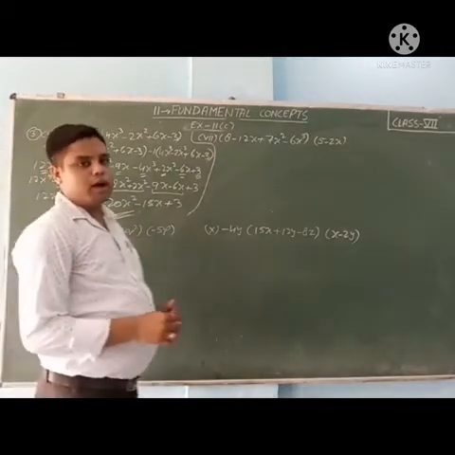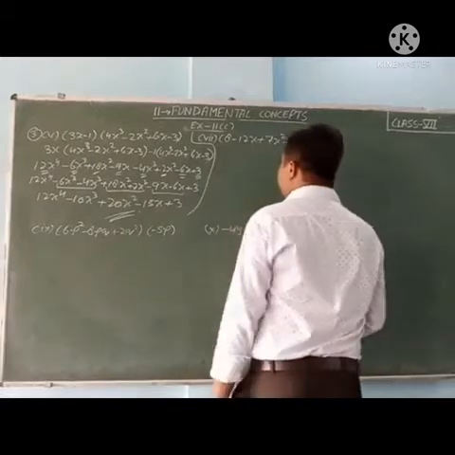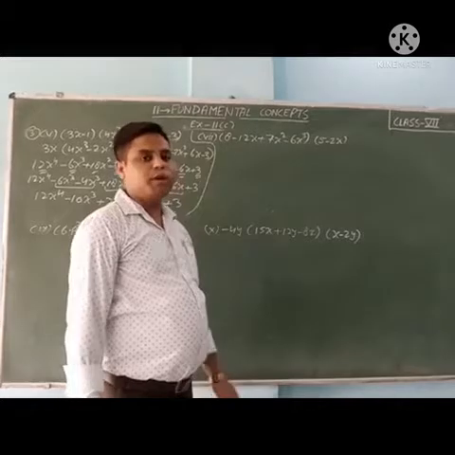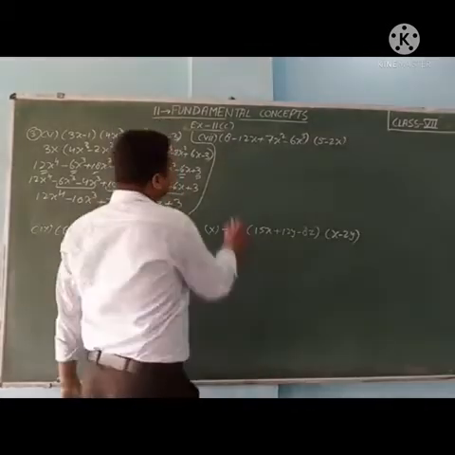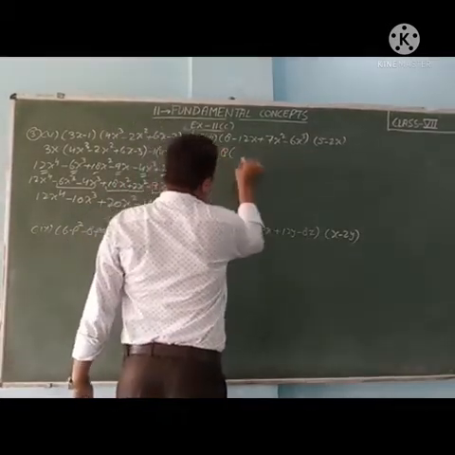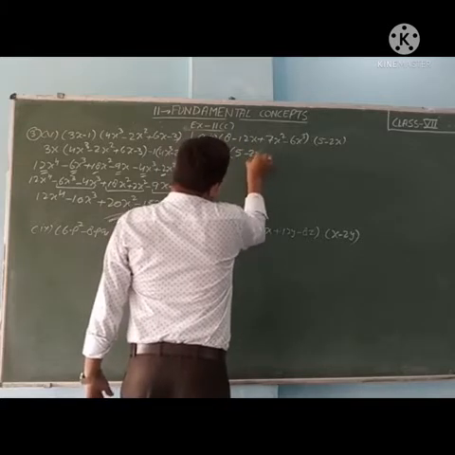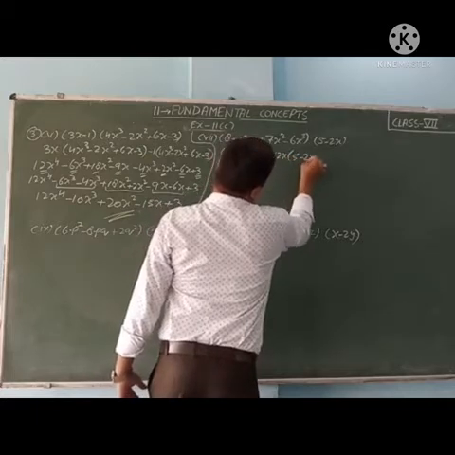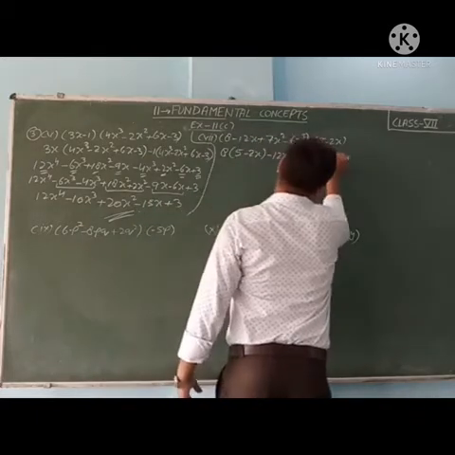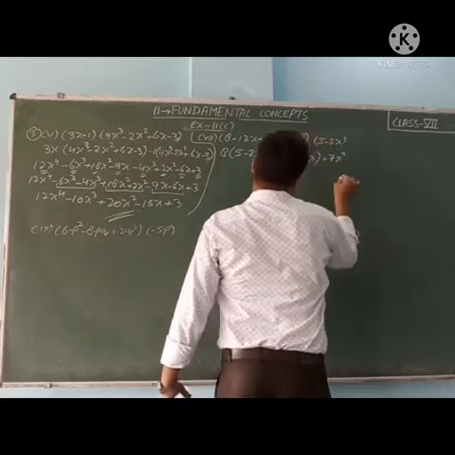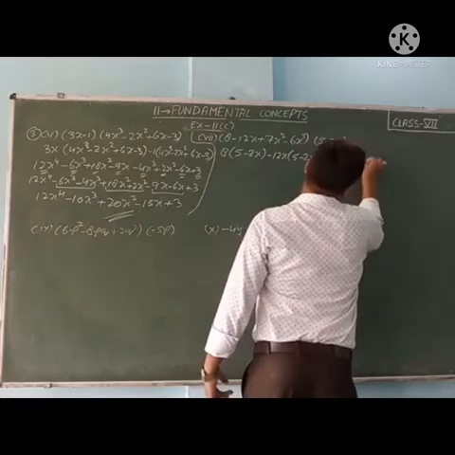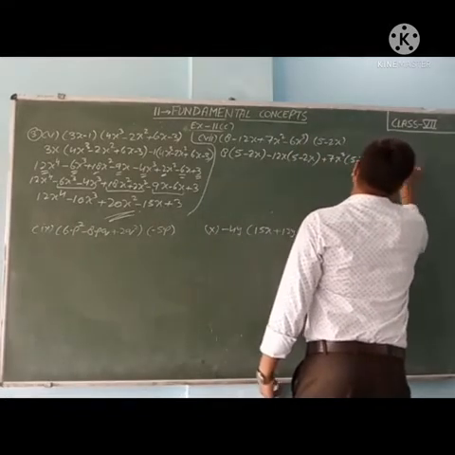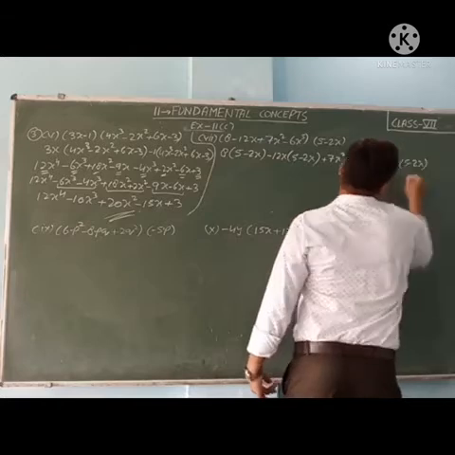Now students move to the 7th part. That is 8 minus 12x plus 7x square minus 6x cube, then 5 minus 2x. So first we will write 8, then this complete expression 5 minus 2x. Then minus 12x, then 5 minus 2x. Then plus 7x square, then 5 minus 2x. Then minus 6x cube, then 5 minus 2x.